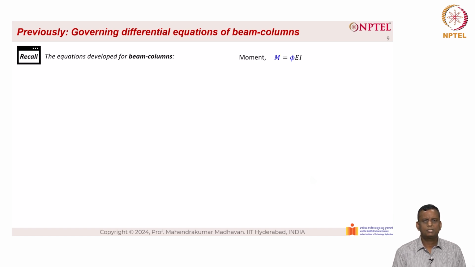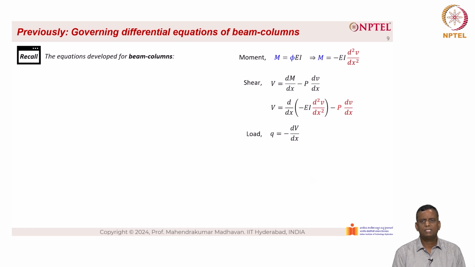We have the moment M equal to phi into EI, which is M equal to minus EI d square v by dx square. The shear is given as V equal to dM by dx minus P into dv by dx, which again, when we substitute the value of M, we get V equal to d by dx of minus EI into d square v by dx square, minus P into dv by dx. The load is given as q equal to minus dV by dx. Again, we can substitute the value of V here.